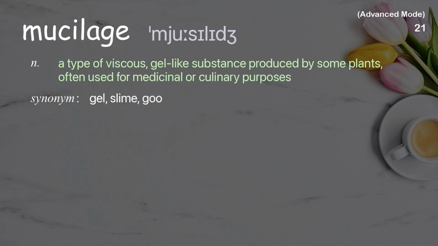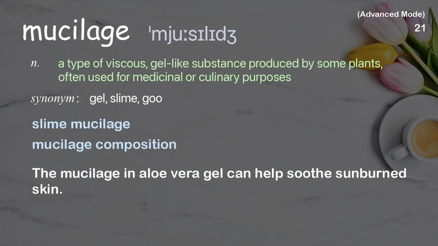Mucilage. A type of viscous, gel-like substance produced by some plants, often used for medicinal or culinary purposes. Examples: Slime mucilage. Mucilage composition. The mucilage in aloe vera gel can help soothe sunburned skin.